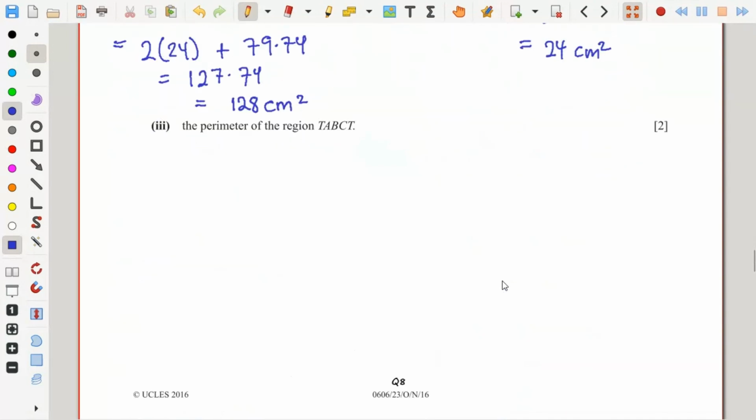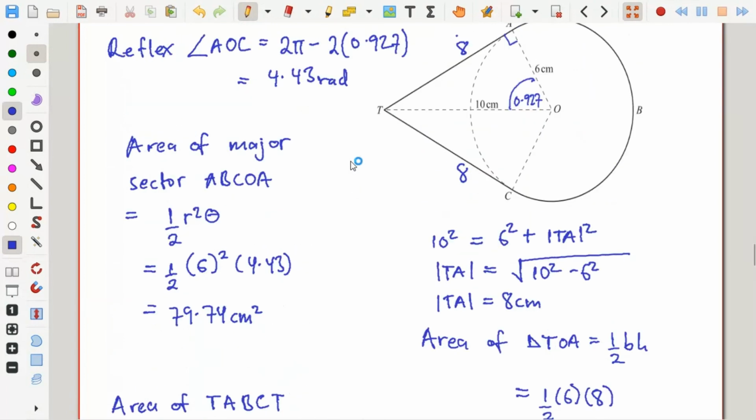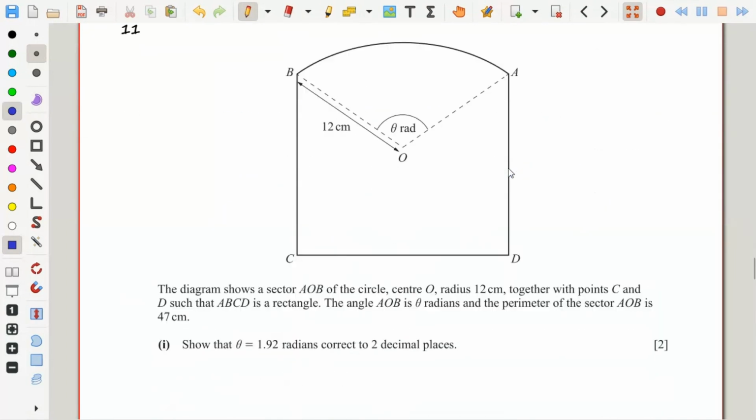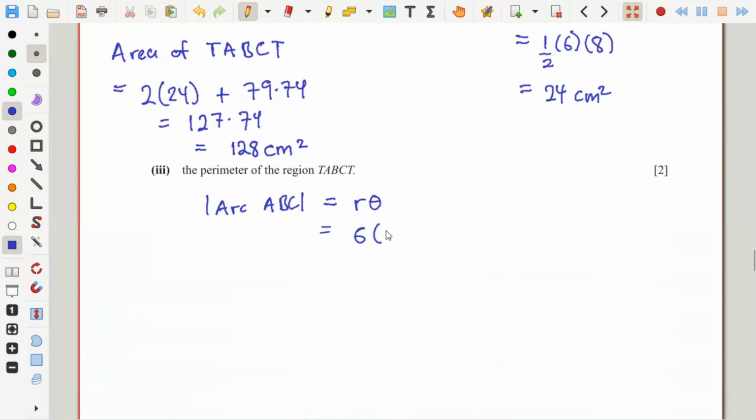ABC. So let's find the length of arc ABC. Remember the formula rθ. Your radius is 6, and your angle, don't forget that your angle is here 4.43. So this gives us 26.58. So that's the length of the arc.